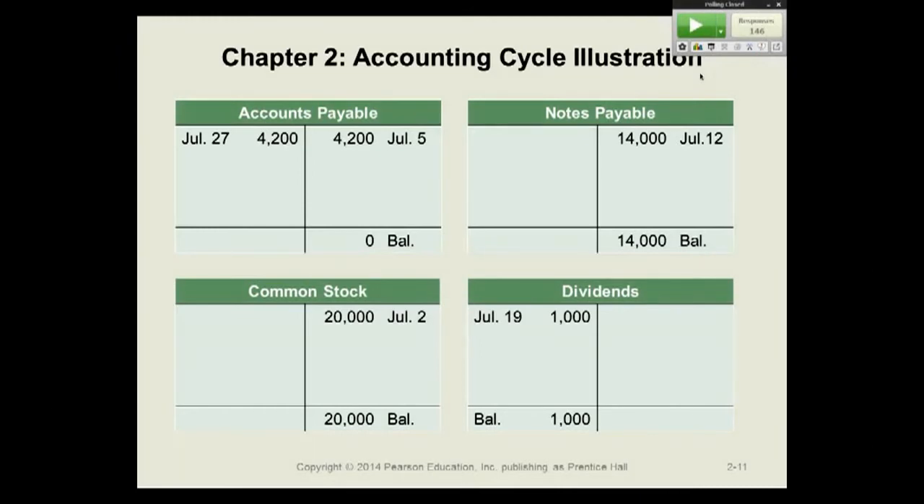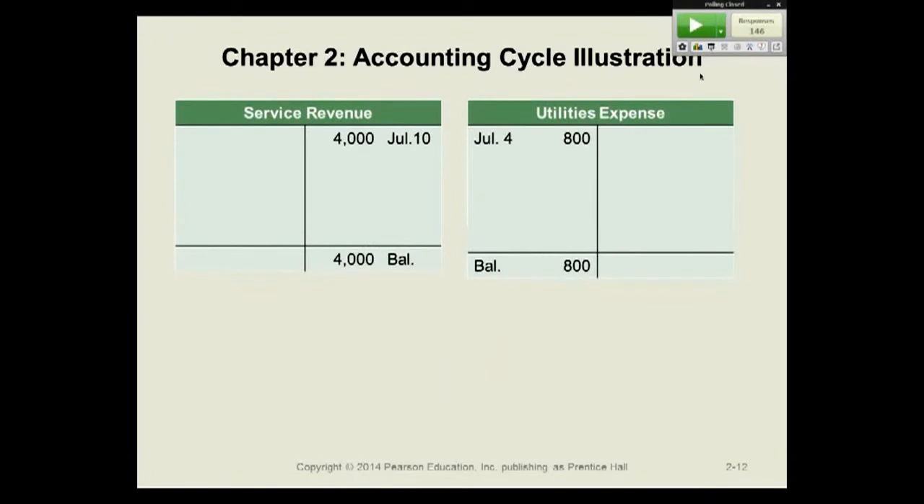And then finally, you're going to have your revenues and expenses as you go to the end of the general ledger. So sales revenue has a normal balance of $4,000, and of course there's a credit balance for revenue. And utilities has a debit balance. Its normal balance is a debit, and it's $8,000.